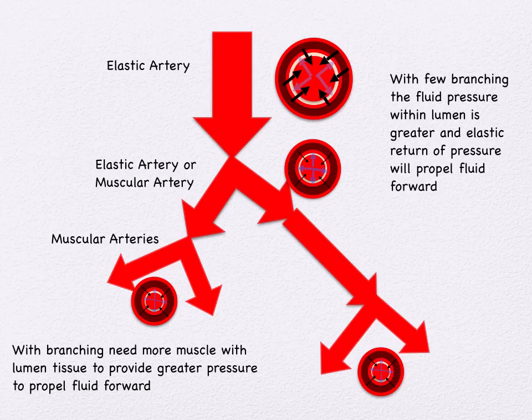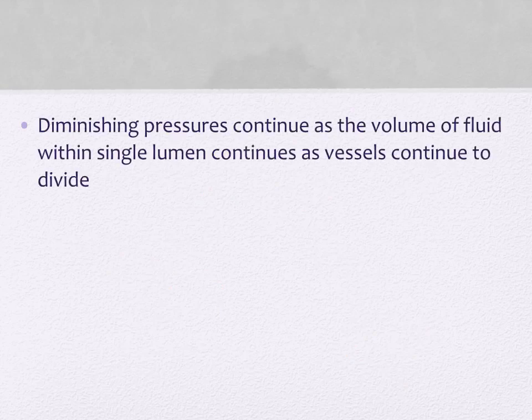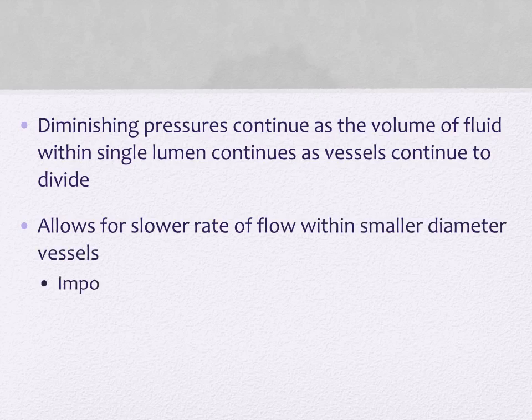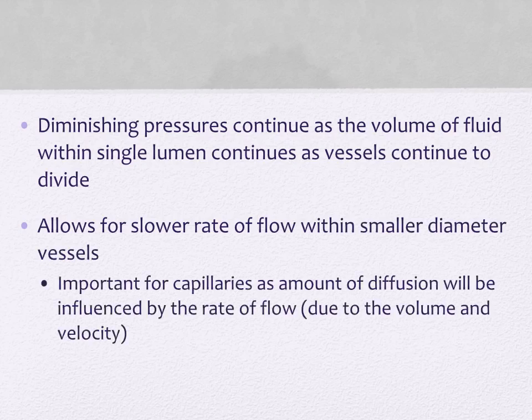Additionally, when we start getting into these smaller diameter arteries, we start having more muscle within the lumen to propel the fluid forward, because the fluid is going to be less than what we have within the elastic artery. This diminishing pressure is continuous with the volume of fluid through the single lumen, meaning that as we have more branching within the lumen itself, we start having a diminished amount of pressure from the fluid pushing back onto the lumen itself, which allows for a slower rate of flow within smaller diameter vessels.